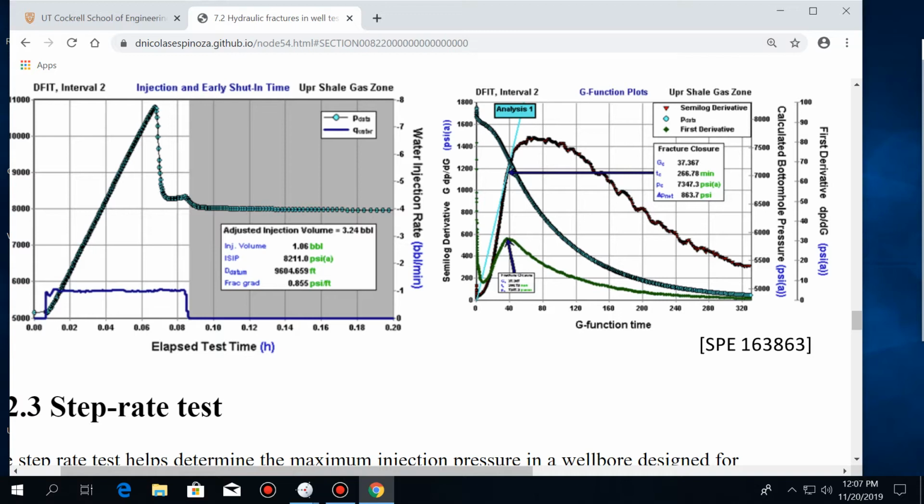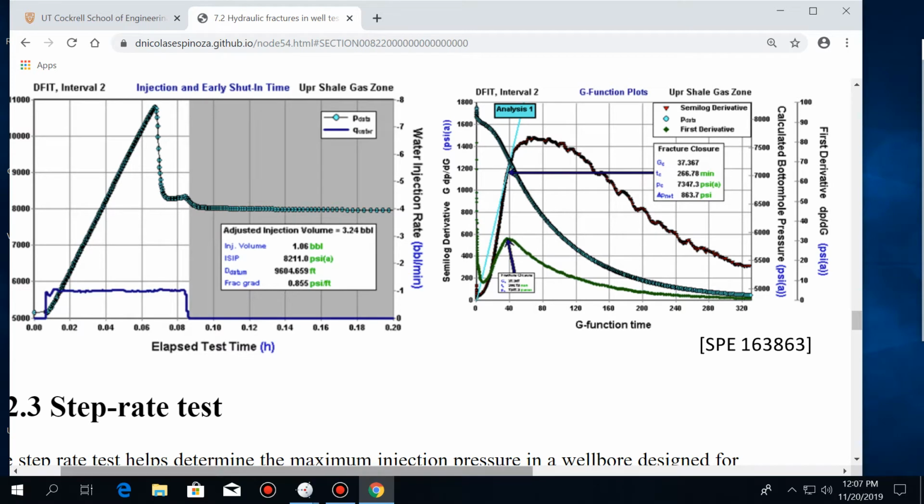But just the take-home message here is that there are some more advanced methods for unconventionals for the DFIT test that, if you're going to work in topics related to this, you're very likely going to use. And there are some software packages also that allow you to use this as well.